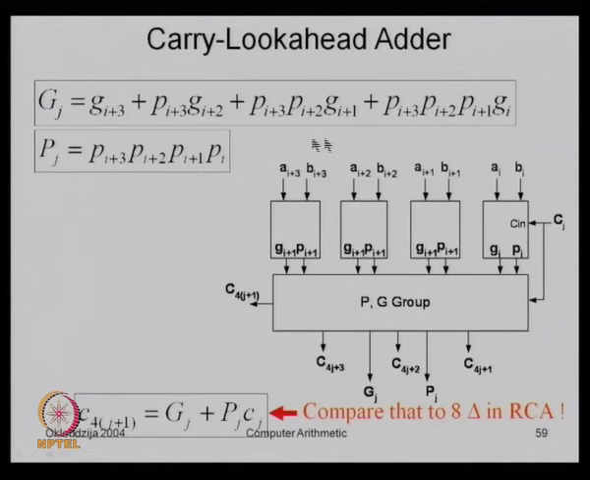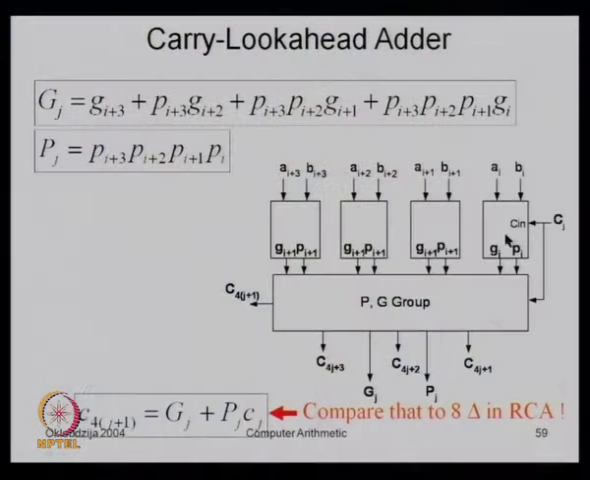To evaluate Gj, you do not need C. So, your whole worry of propagating carry ahead, I do not need to know carry anyway. I can evaluate my Pjs and Gjs irrespective of what carry I am going to get. Okay. And because of that, here is the input carry and this is your PG group, which will immediately generate for me Gjs and Pjs, which will give me an output carry anyway.